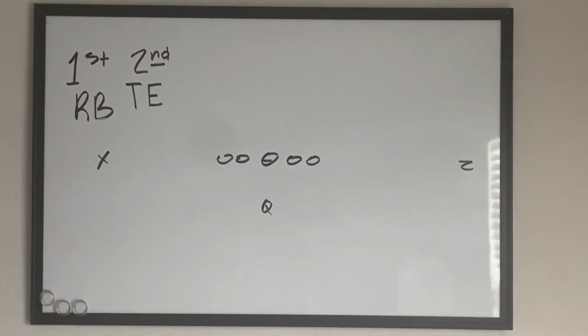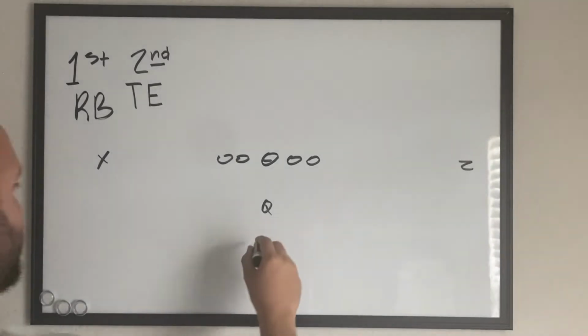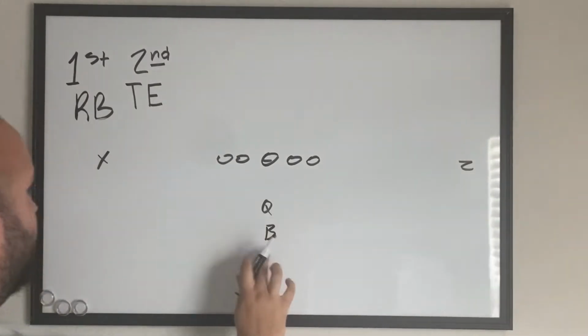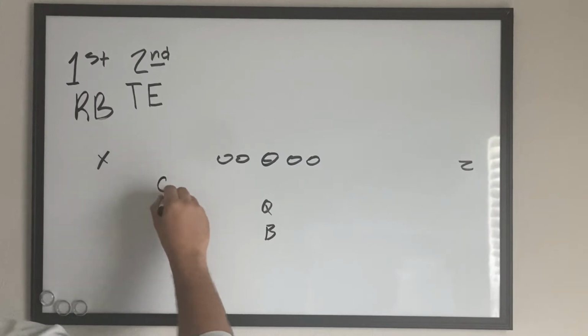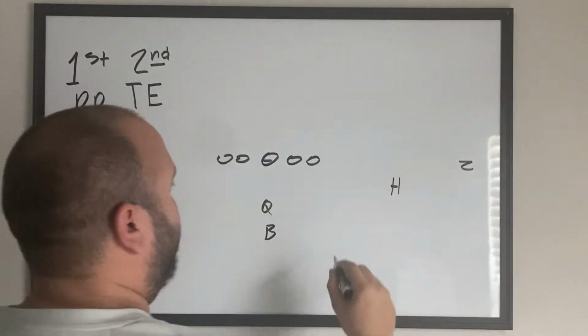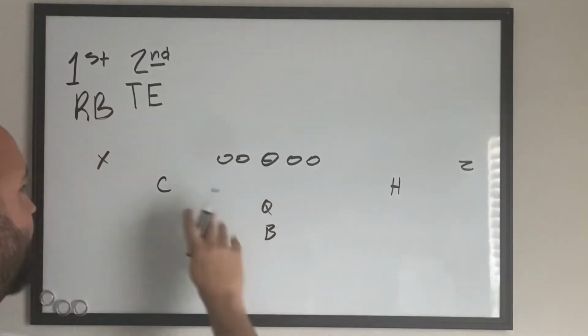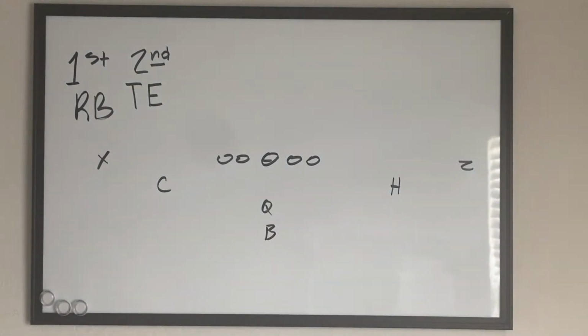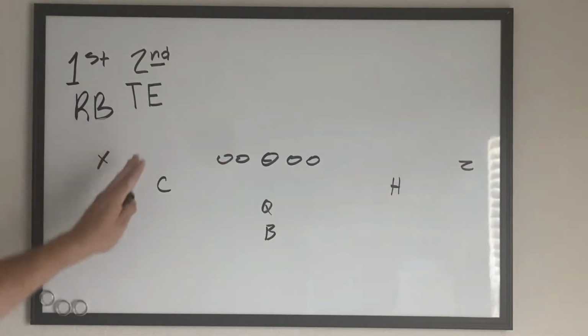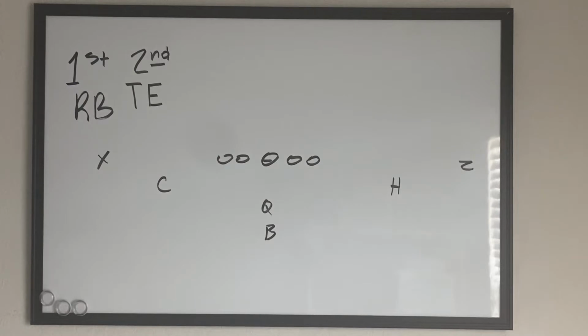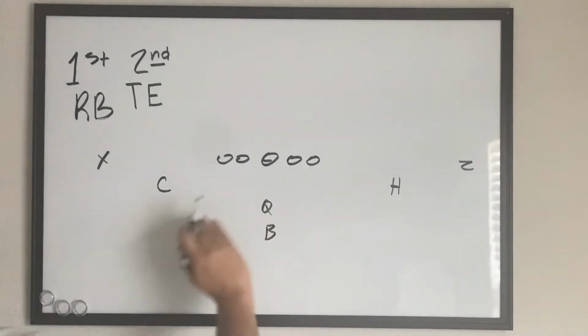Now we'll go over 10 personnel. Like I said, I'm based out of a pistol set, so I want to be in the true balance formation. So if I'm in 10 personnel, 1 running back and then 0 tight ends, 4 wide receivers. Same thing, I'm in a 3 set. I'm in a spread set.